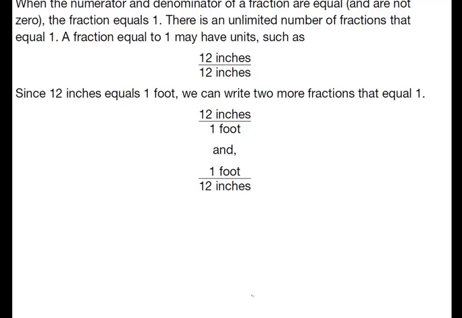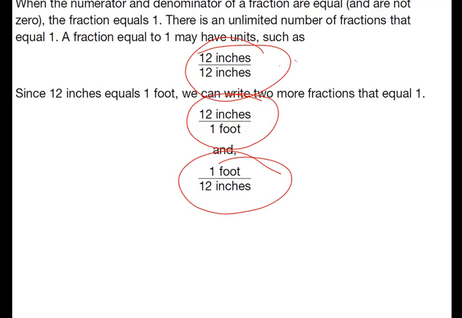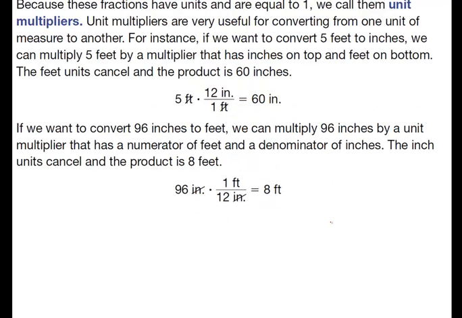So when the numerator and the denominator of a fraction are equal, and the fraction is equal to 1, then it doesn't matter whether we do it this way, or this way, or this way. These all equal 1. They're all equal to 1. And we're going to use that to our advantage when using unit multipliers.